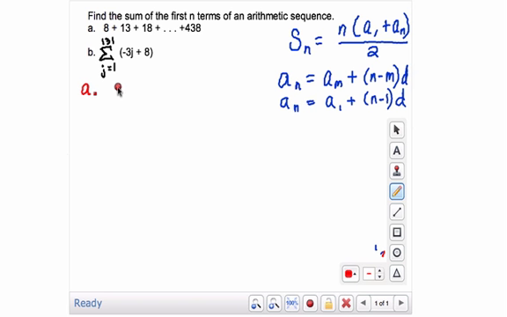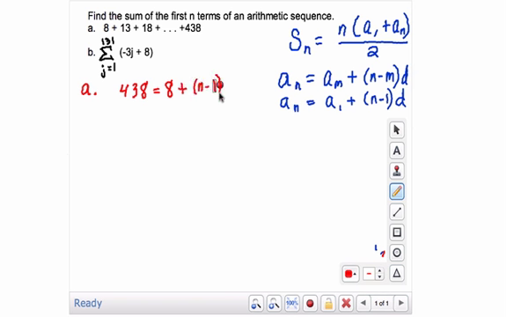So we need to find out what n is. We know a sub n is 438. That's our last value here. We want to know what the n value is for that last term. So a sub 1 is 8 plus, okay, what is n? We don't know. That's what we're looking for.